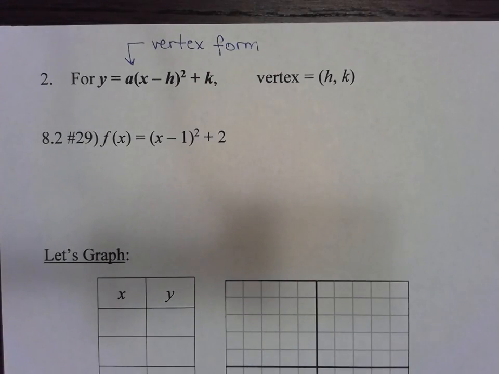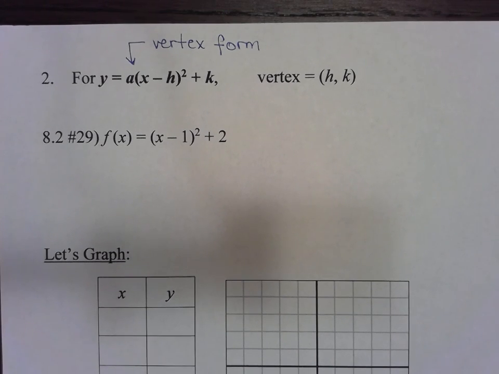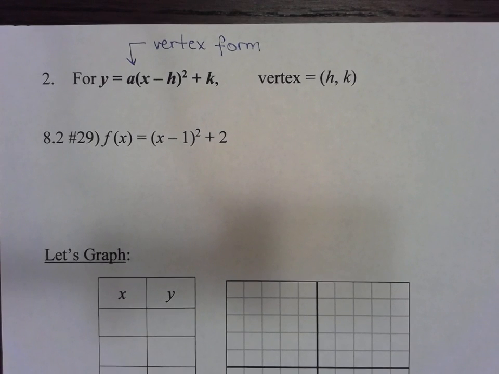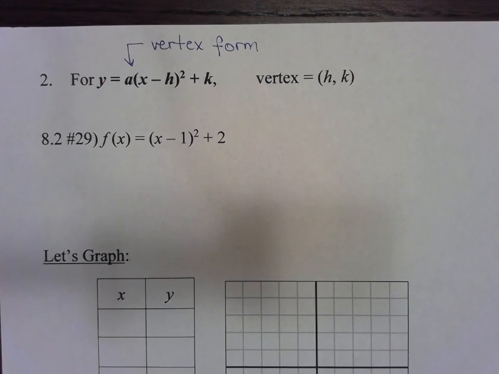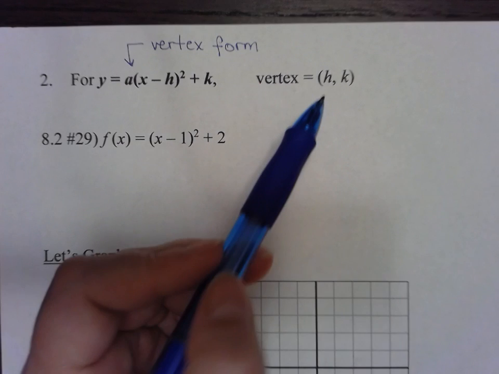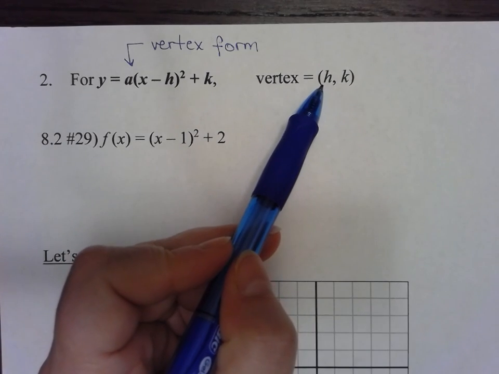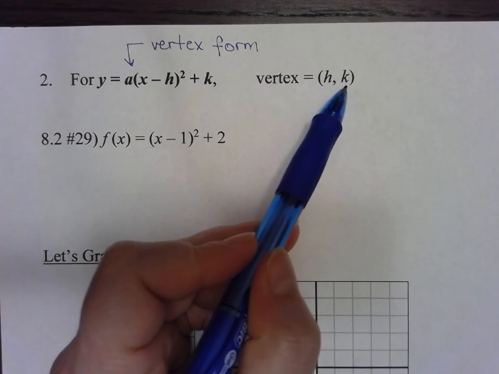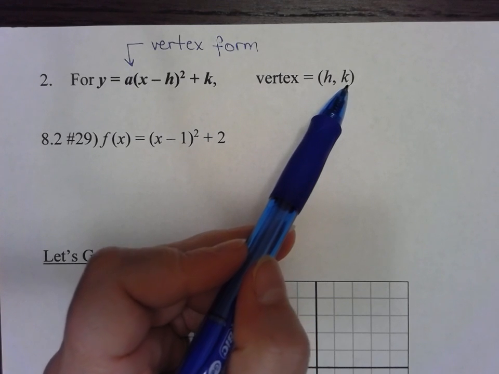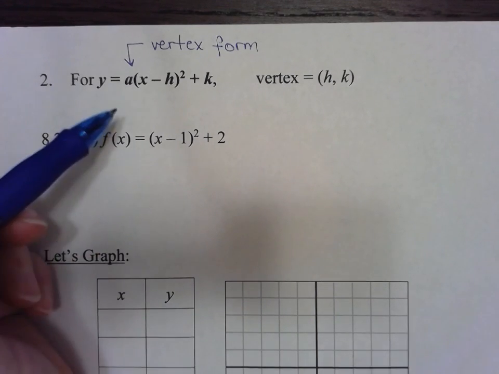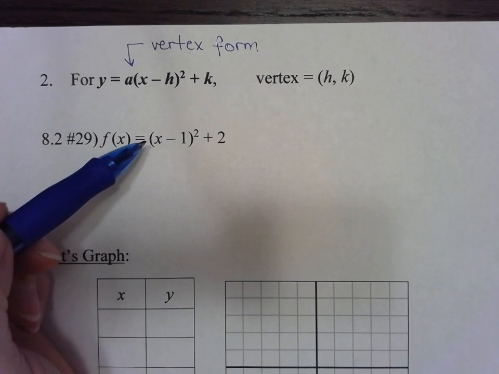Notice it's already factored. That's kind of how I can identify it. So for the vertex form, finding the vertex is kind of easy because that's why it's factored. That's why it's called vertex form. All I have to do is be able to identify what is standing in the role of h and what is standing in the role of k. Right, so I want to compare these two together.